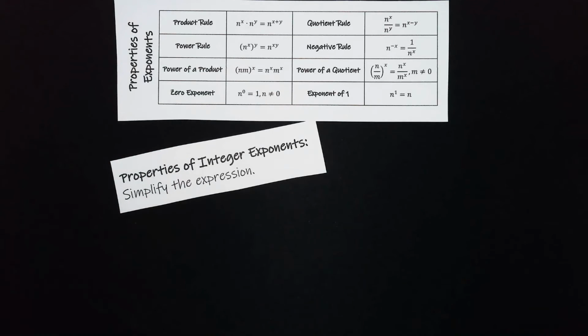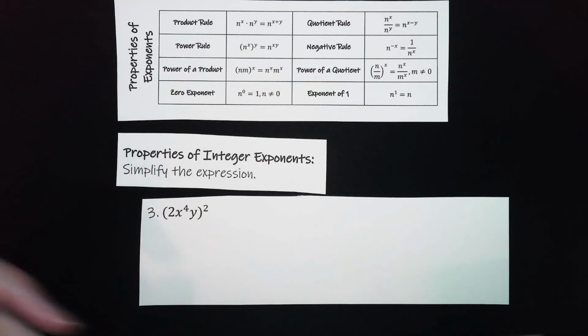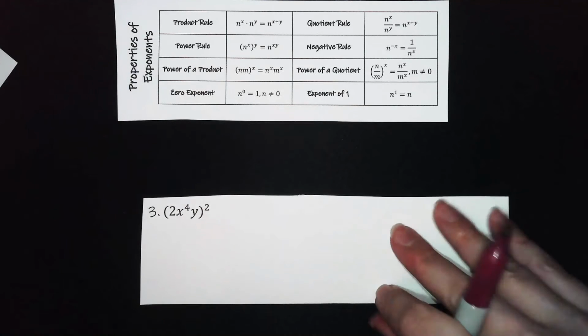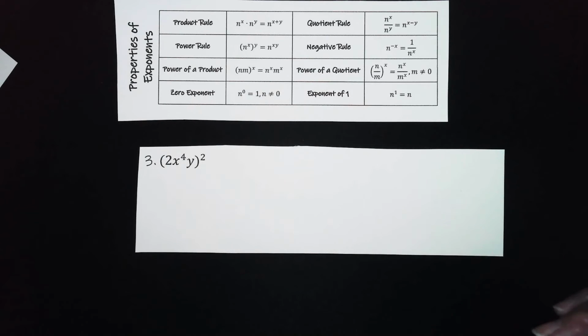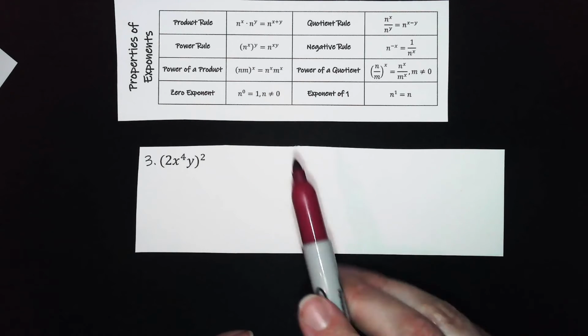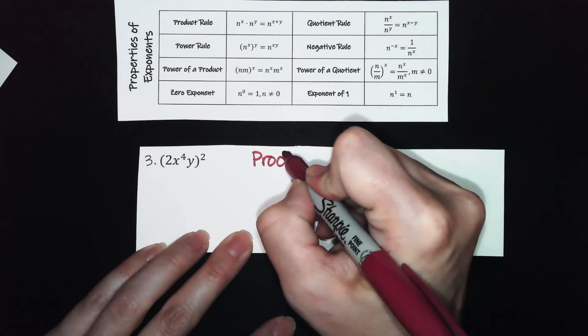All right, let's try number 3. Actually, I'm going to get rid of this so I can move this up a little bit. All right, so number 3. Now I have a power rule, or product of a power, okay? So we're going to do product of a power.